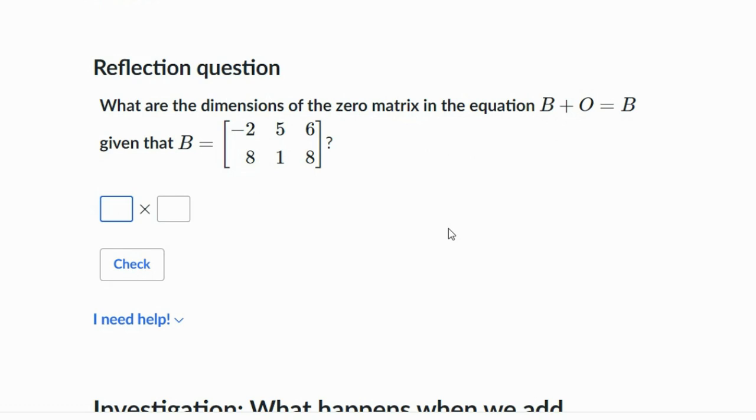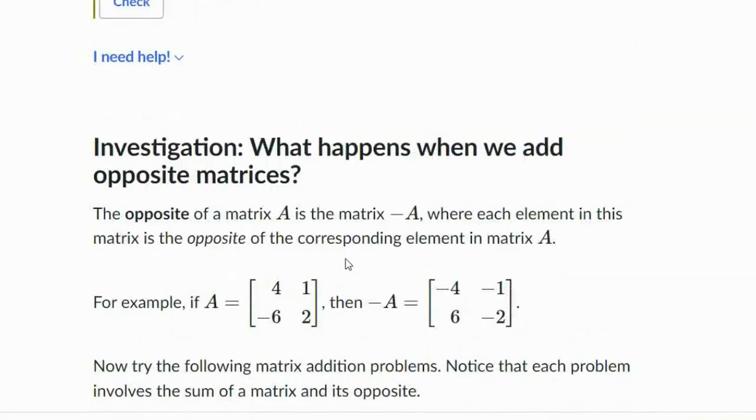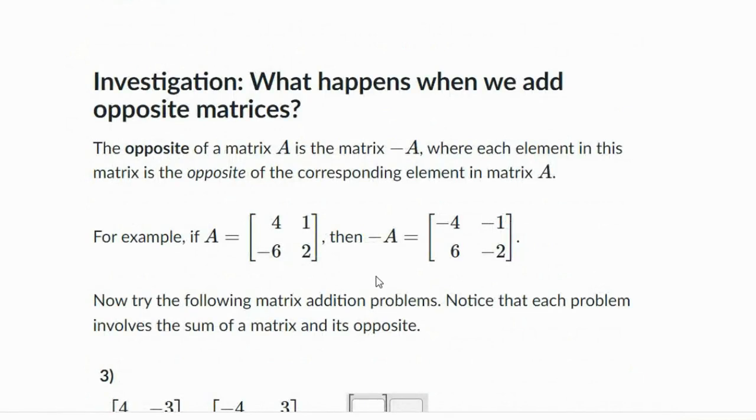Well, the dimensions of the zero matrix have to be identical to matrix B because that's the only way we could add it to it. Remember, we can only add matrices that are the same dimensions. So it would be a 2 by 3 since B is. All right, what happens when we add opposite matrices?